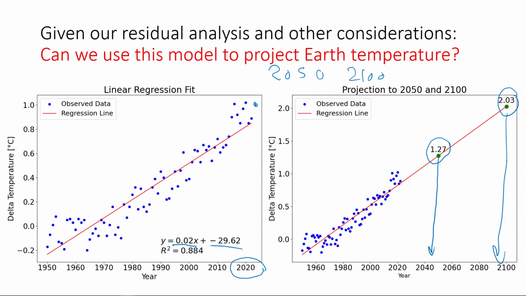Why? Because first of all, we are fitting a linear model to something that does not seem linear. So maybe you should fit two models here, one model here and another model here. And if you did this, then the slope of this one would be much steeper than 0.02. So this number might not be 1.27, it could be maybe 1.5, and this could be 2.5, for example, because you have a steeper slope.